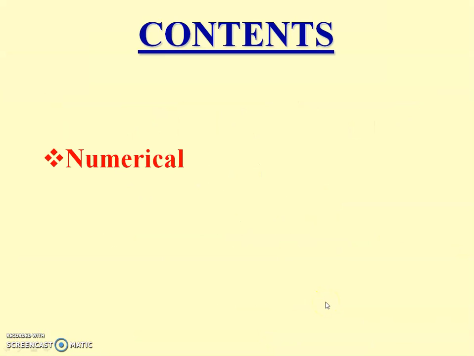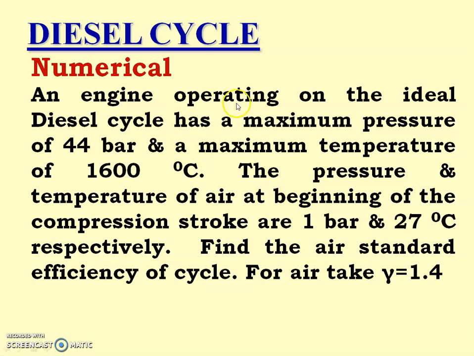The topic included in today's lecture is numerical. An engine operating on ideal diesel cycle has a maximum pressure of 44 bar and maximum temperature of 1600 degrees Celsius. The pressure and temperature of air at the beginning of the compression stroke are 1 bar and 27 degrees Celsius. Find the air standard efficiency of cycle. For air, take gamma is equals to 1.4.